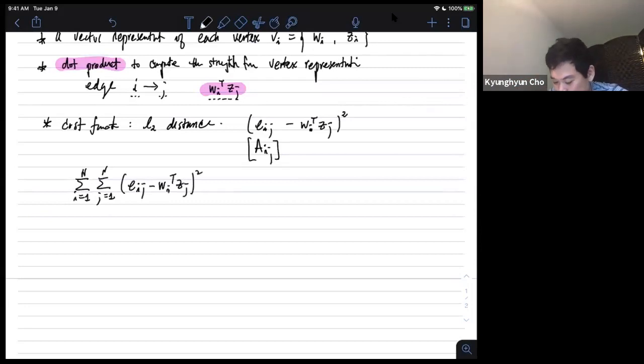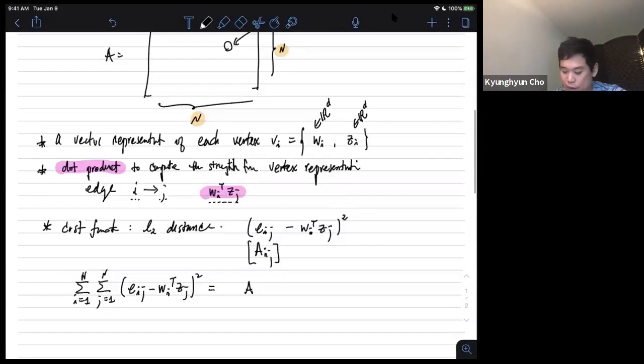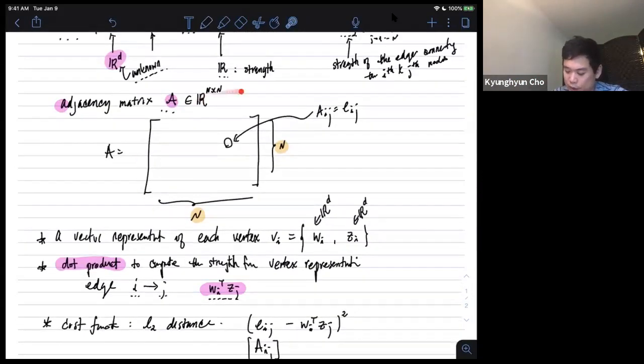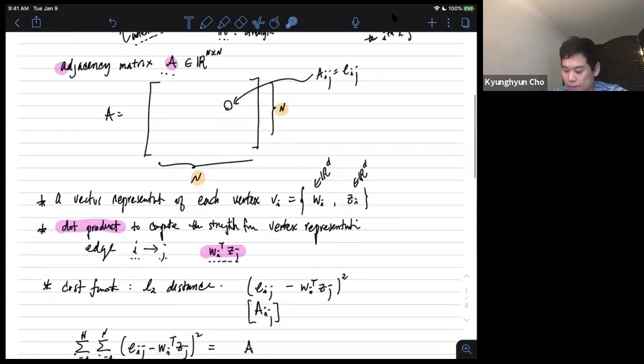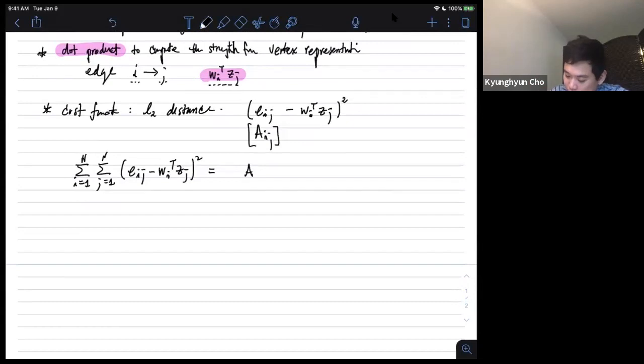It turns out this is the same as computing the following, where A is the adjacency matrix from above. The adjacency matrix was constructed using all these Eij's that are the strengths, minus W transpose Z, squared, using the Frobenius norm. So we know what this adjacency matrix is, but what are these W's and Z's?